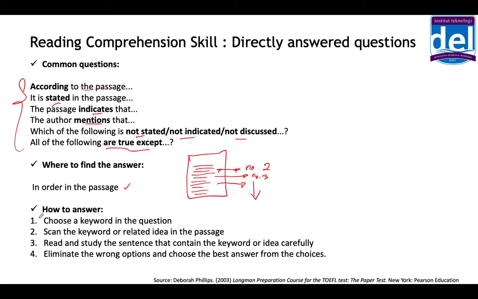Now let's look at the steps in answering this type of question. The first, we choose a keyword or related ideas in the question. The next one, we scan the passage for the keyword or related idea that we have determined before. When we find the keyword or the idea in a sentence, we have to read and study it carefully. And the last one, we eliminate the wrong options and choose the best answer from the choices.